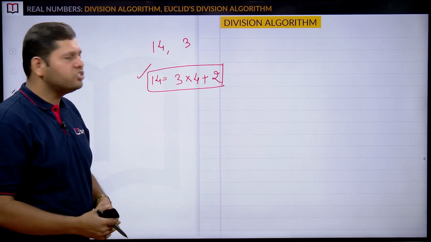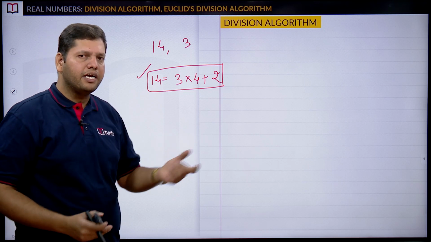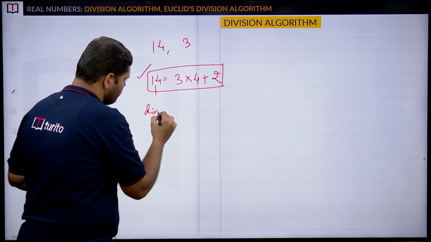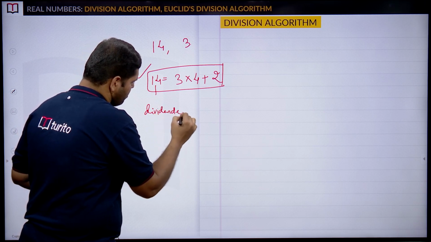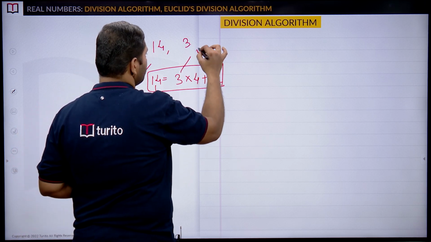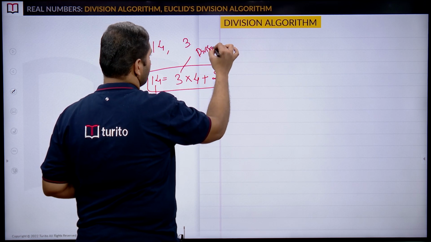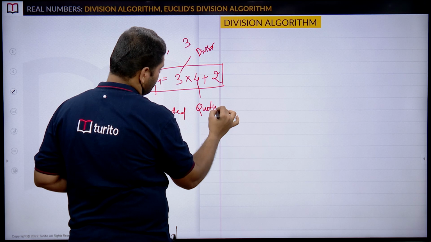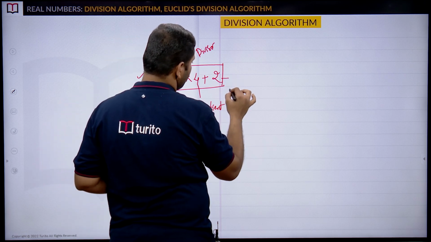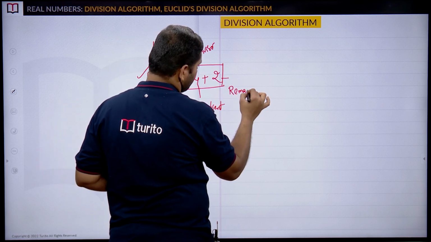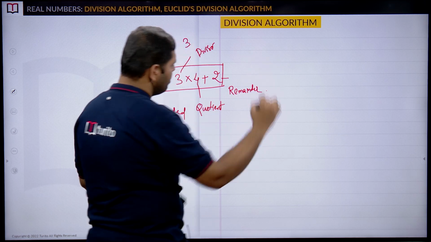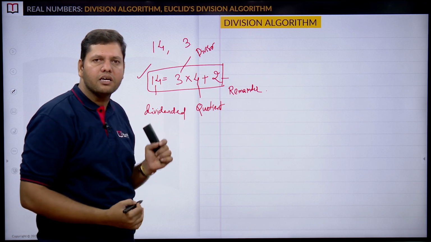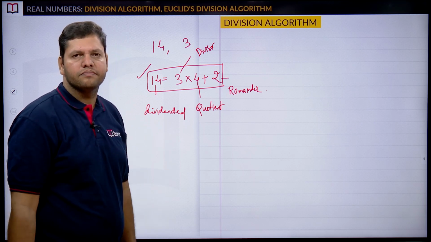Okay. Generally, children, here 14 is called the dividend. And this 3 is called the divisor. And this 4 is called the quotient. And this 2 is called the remainder. So this complete formation we call the division algorithm.